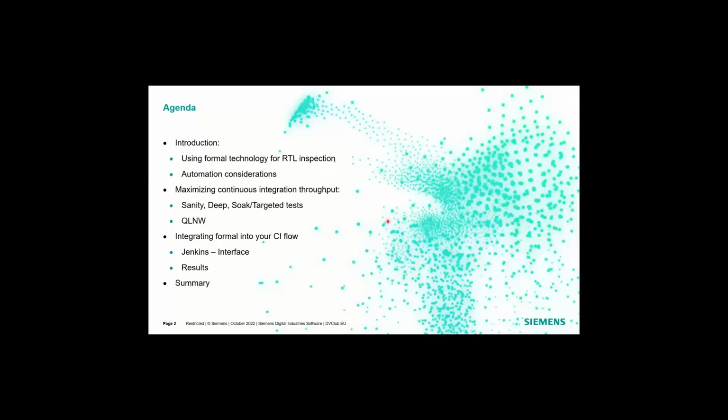So I'll touch on things like how you create sanity tests, deep tests, SOAP targeted tests based on formal linting and formal checks. In Siemens, we've got a technology that helps you come up with these. They're called KNRW, and I'll come to that later. And then I'm going to show you how you can integrate all of this into a CI flow. Jenkins is popular, so I'm going to use it as an example for building an interface. And I'm going to finish by showing you some results that we've obtained with one of our customers.